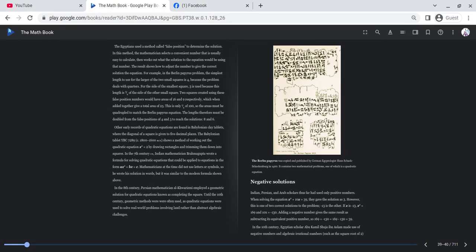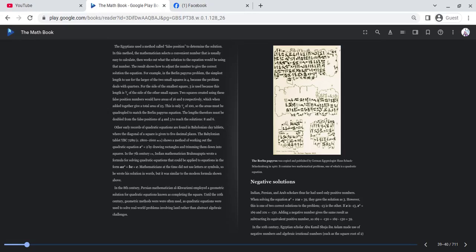In the 8th century, Persian mathematician Al-Khwarizmi employed a geometric solution for quadratic equations known as completing the square. Until the 10th century, geometric methods were often used as quadratic equations were used to solve real-world problems involving land rather than abstract algebraic challenges. As pictured above, the Berlin Papyrus was copied and published by German Egyptologist Hannes Schack-Achenbach in 1900. It contains two mathematical problems, one of which is a quadratic equation.